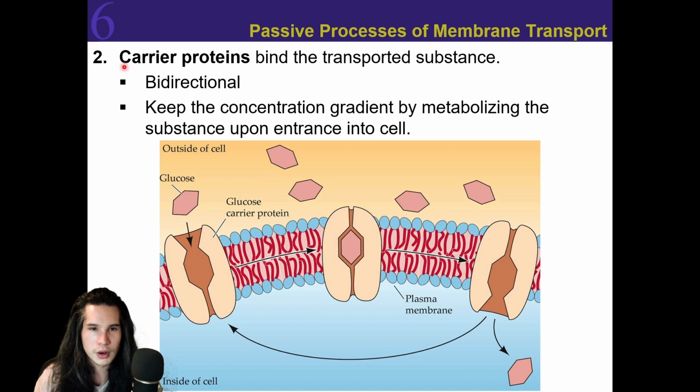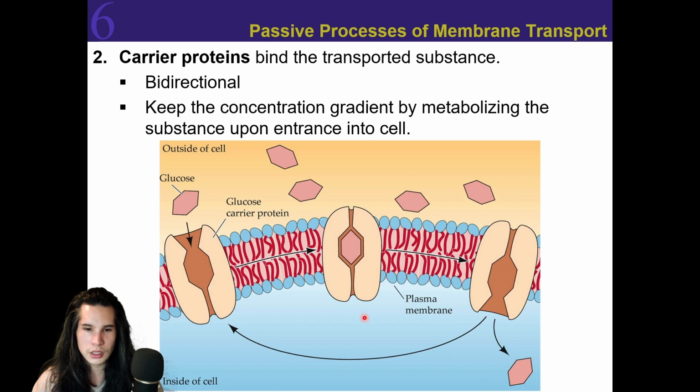All right, so next we have carrier proteins. Those are going to bind the transported substance. In this case, we use glucose as an example. Sometimes they can be bidirectional, meaning you can move stuff into the cell, you can move stuff out of the cell. In this case, we could use glucose as an example. So it looks like we have a lot of glucose on the outside and we have very little glucose on the inside. And so glucose is just going to bind to this protein. This protein changes in conformation and then releases it into the inside of the cell.